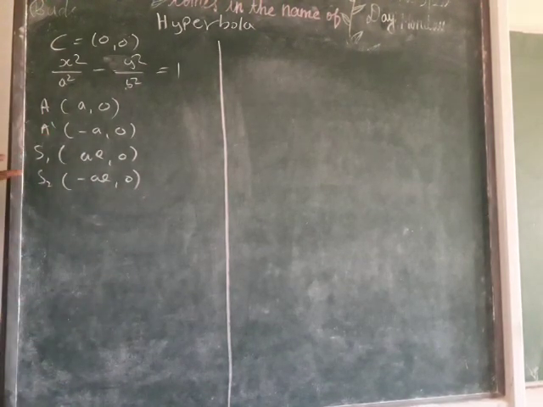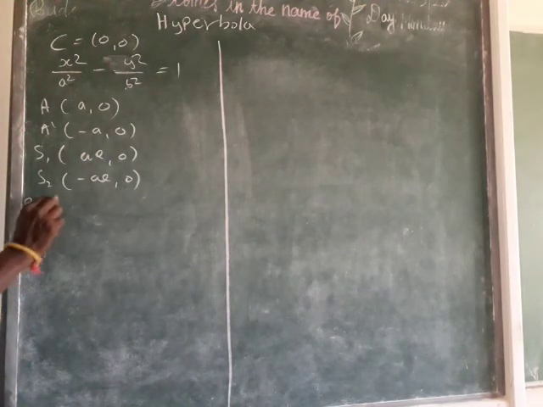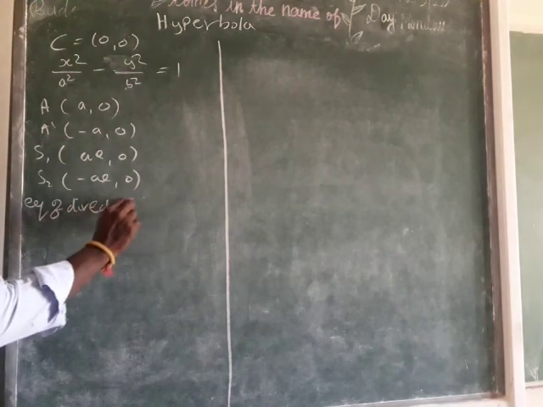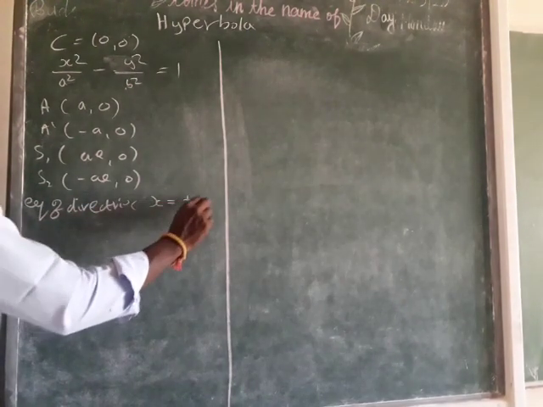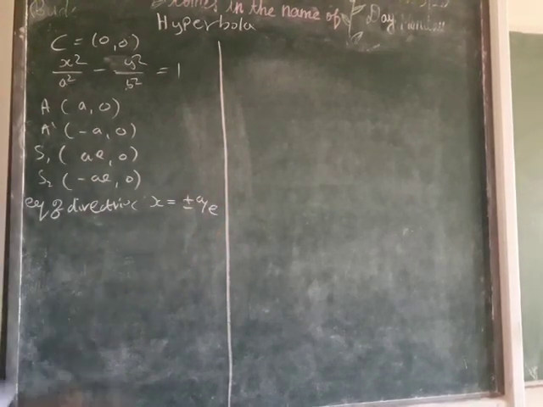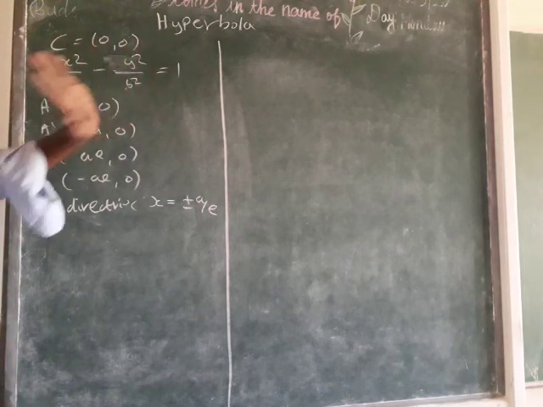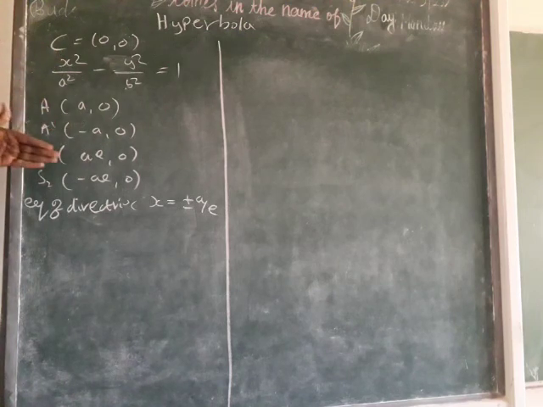So vertex, focus, then the equation of the directrix. The equation of the directrix is x equal to plus or minus a by e. That means x equal to a by e or x equal to minus a by e. So when the center is 0, 0, this is the equation x squared by a squared minus y squared by b squared equal to 1. Then what is the vertex, what is the focus, what is the equation of the directrix.